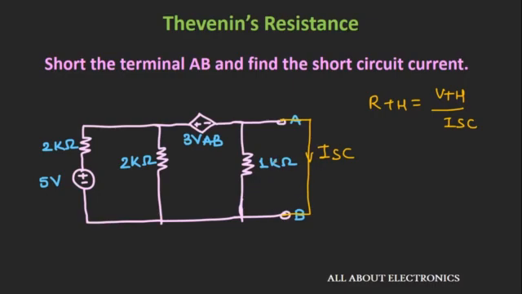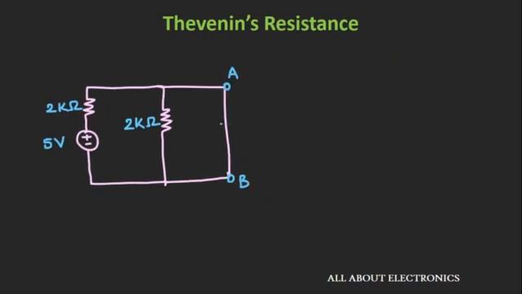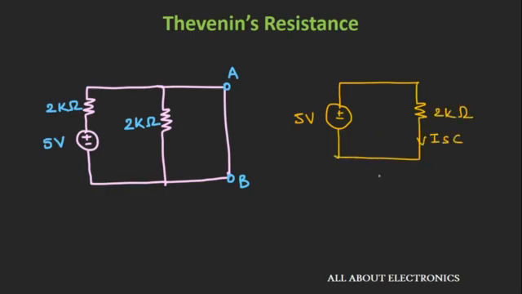Also, as these terminals A and B are short circuited, the voltage across them is 0, and hence this dependent voltage source will also get short circuited. So the equivalent circuit will look like this. And in this equivalent circuit, this 2 kilo ohm resistance also gets short circuited. So the equivalent circuit will have a 5 volt voltage source in series with a 2 kilo ohm resistor, and hence the short circuit current can be given as 5 volt divided by 2 kilo ohm, that is 2.5 milliampere.